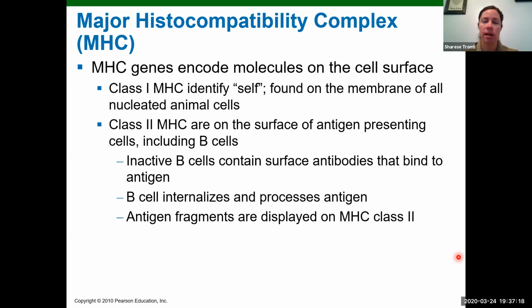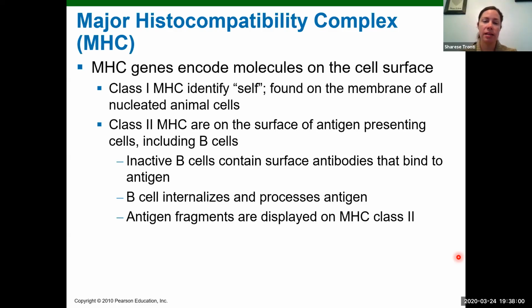There's two types, class 1 and class 2. Class 1 MHC molecules are found on all of the cell types in the body. And they present the self of the cell. So it's saying that I am part of the body, this is me, I am healthy. And so that's what we normally see presented on class 1 MHC molecules. Class 2 MHC molecules are instead only found on the antigen-presenting cells. Right now we're talking about B cells, so we're going to stick with B cells here.